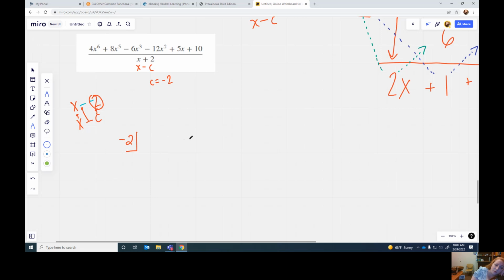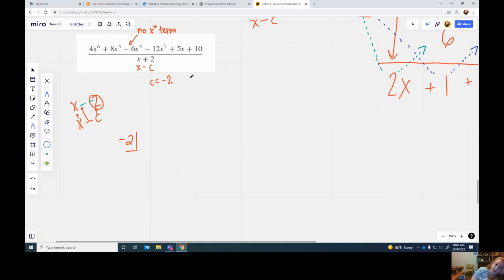And we write the coefficients of our dividend. You have to be careful with synthetic division because if you look here, there's a missing term. We have 4x to the 6th plus 8x to the 5th. Then we skip the x to the 4th term. So no x to the 4th term. It's very important that you notice that. We skipped that x to the 4th term and went straight to the x to the 3rd term. So for that missing term, you need to fill in a 0 as the coefficient.